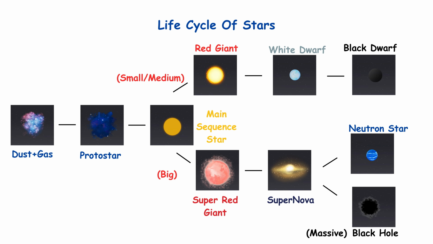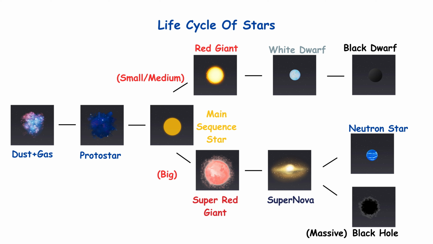To summarize the entire life cycle of stars, they are born from large clouds of gas and dust, pulled together by gravity to form a protostar. As temperature and pressure increase, nuclear fusion ignites and transforms the protostar into a main sequence star. Over billions of years, the star burns its hydrogen fuel and eventually evolves depending on its mass.